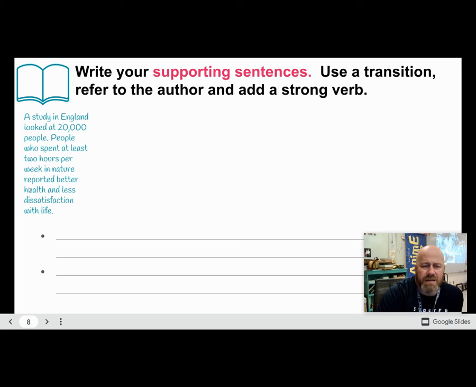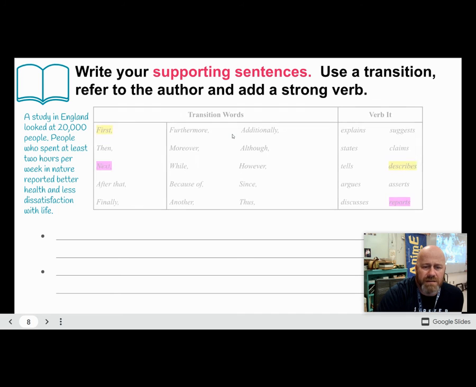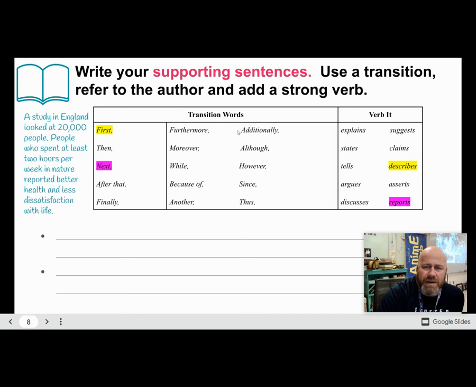Okay, so for instance, there's one of the evidence pieces that you summarized. Okay, now we're going to add some words. Okay, we want a transition word, we want a verb. Let's see how this person does it. Okay, first, the author describes. Okay, see we chose a transition word, we chose a verb. First, the author describes the study that included 20,000 people from Great Britain.